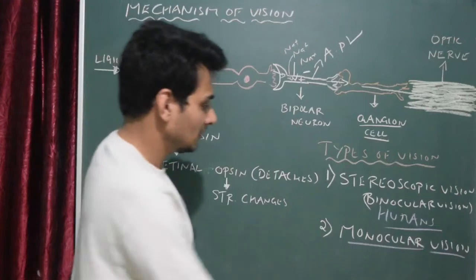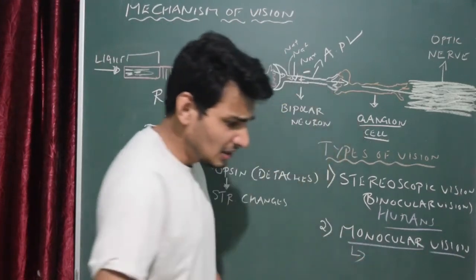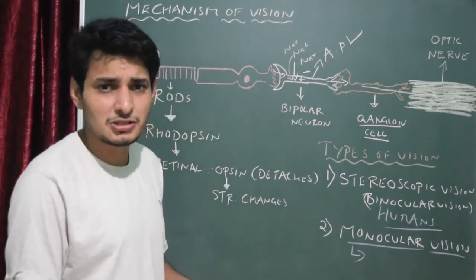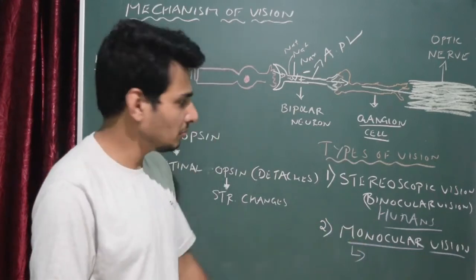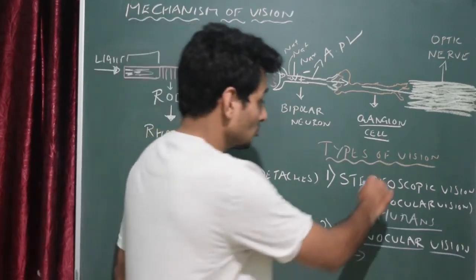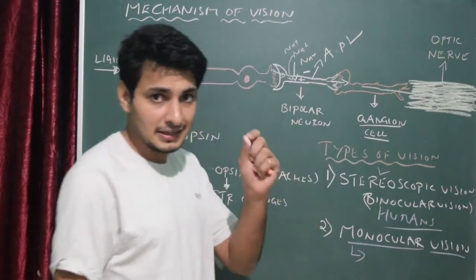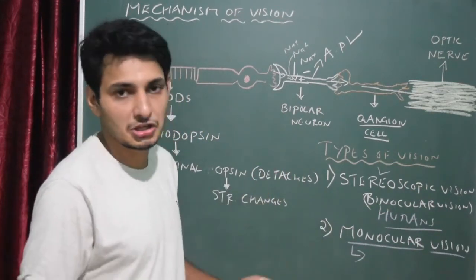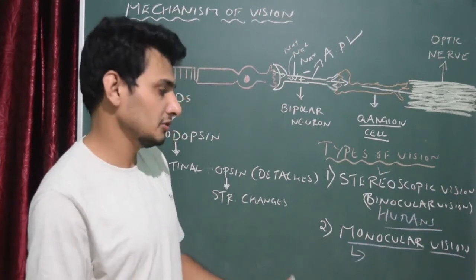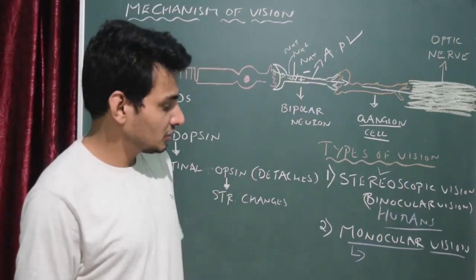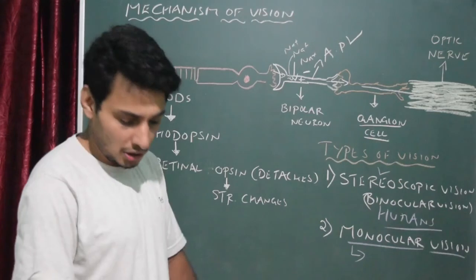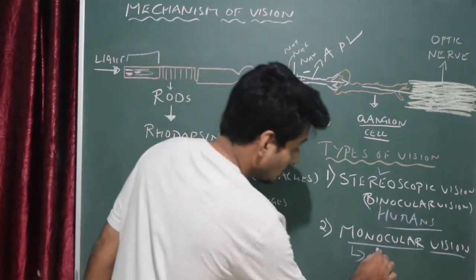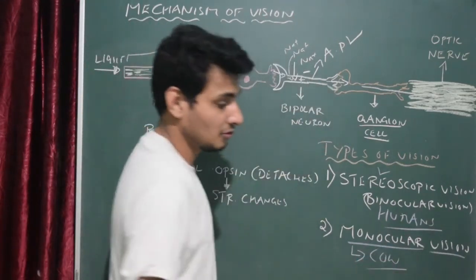But here the depth of vision is not good in monocular vision, but in this case it's very good actually. Okay, so we can focus on any object and the object can be seen very clearly. In our case, stereoscopic vision or binocular vision in humans, monocular vision in other animals. Got it? So cattle is a very good example for this.